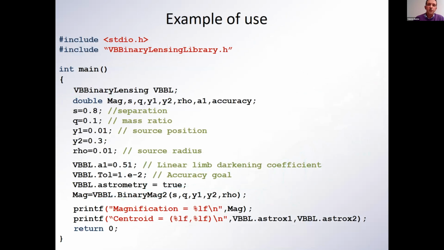Okay, and this is just an example of use of the code, showing that it's very simple coding in C++. You just specify the parameters, define the library, then call the function, and then you get the output. So it's very easy to use, and everyone can try their own modeling of photometric and astrometric signals.